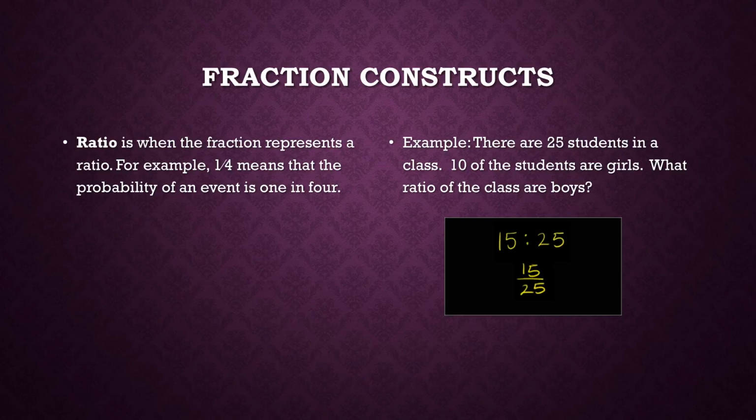There are 25 students in a class, and 10 of the students are girls. What ratio of the class are boys? So that would be 15 to 25 is how we read that, or 15/25. Now if we said, what is the ratio of girls to boys, then that would be 10 to 15, or 10/15. So it depends on what you're asking for when you talk about the ratio. But still, a fraction represents a ratio.